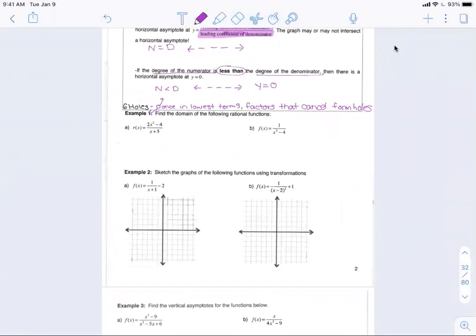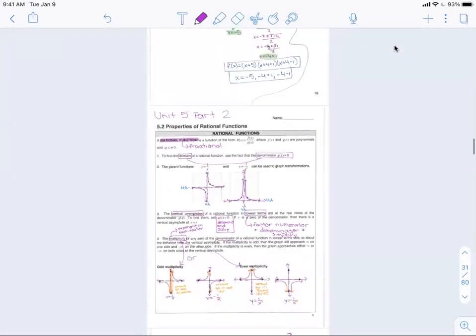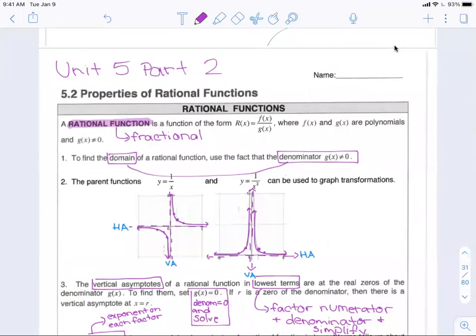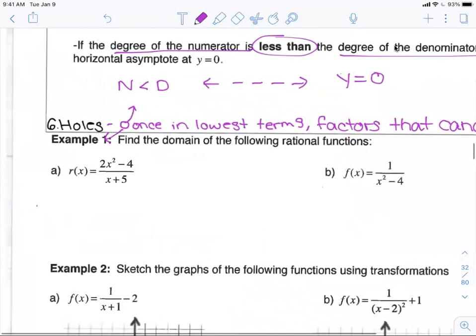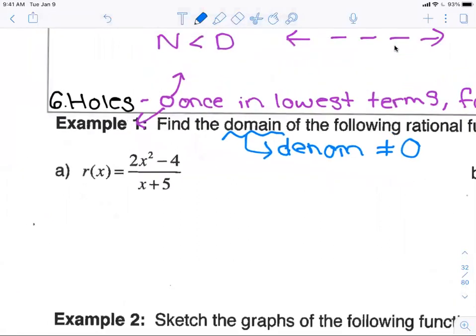So when it says find the domain, if you don't know what to do, go back to step 1. Step 1 says domain, use the fact the denominator does not equal 0. So I'm going to set the denominator not equal to 0. That's what that means, okay? So again, for the domain, the denominator cannot equal 0, because then you get an undefined number. It doesn't work. Square roots and fractions were the 2 things I said you have to look out for in domains. All of these will have fractions, so we're going to set the denominator not equal to 0.